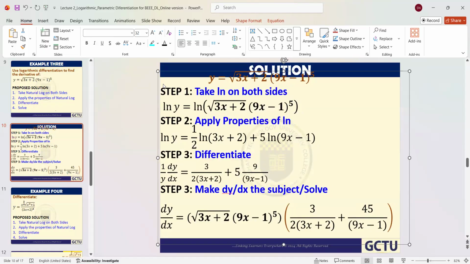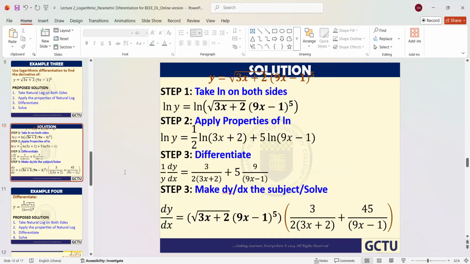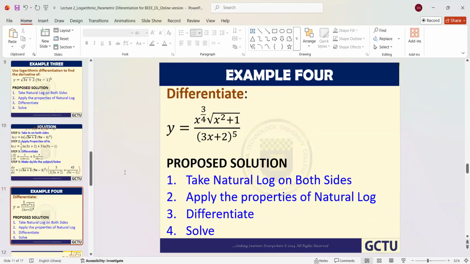So that is how we go about differentiating power functions like this. The rule says that number 1, take natural log on both sides of the equation. When you are done, apply the properties of the natural log, then differentiate, and then solve the simplified version. And that is what we've done here. Maybe we should try one more and see that we are quite conversant. Then I'll show you the worksheet on this.